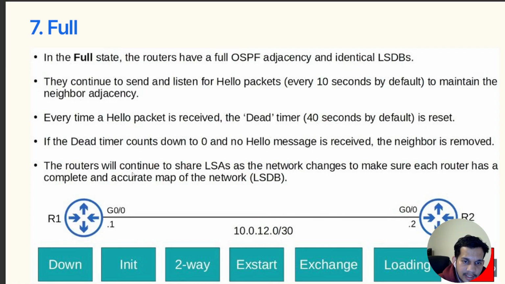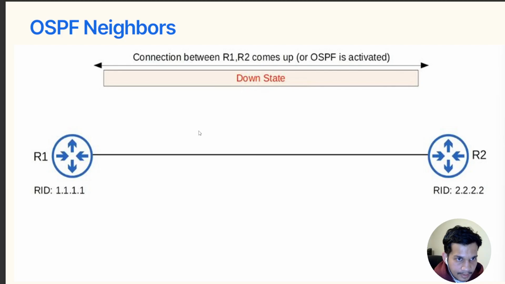The routers will continue to share LSAs as the network changes to make sure that each router has a complete and accurate map of the network. So the hello and dead timers are just to make sure they have a complete map of the network. And now let's summarize the 7 steps.